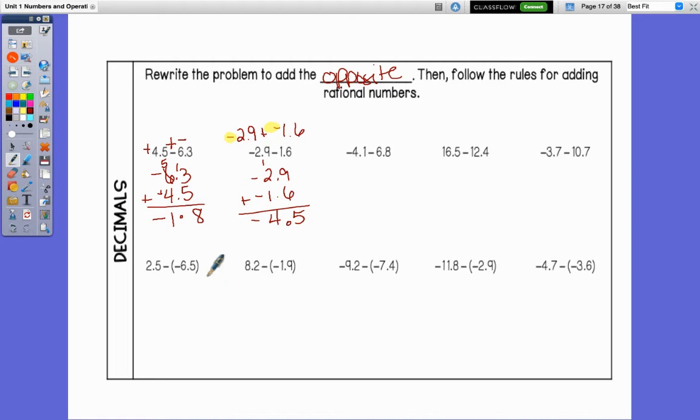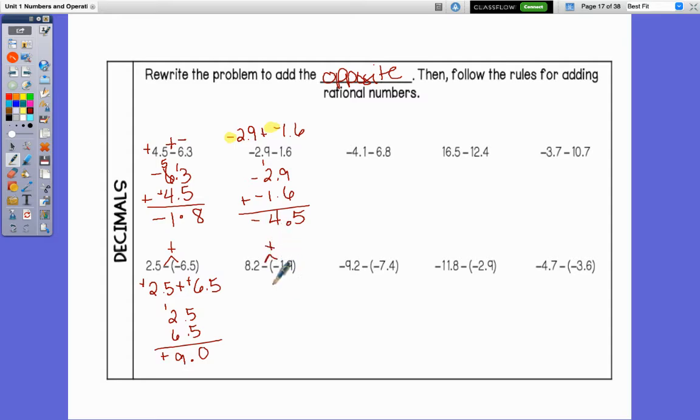Okay, I'm going to work on these down here. This is 2.5 plus 6.5. Remember that a negative times a negative is a positive. So these are all the same. So I line them up and add them vertically. 0 carrying my 1. I have 9.0. Positive sign.